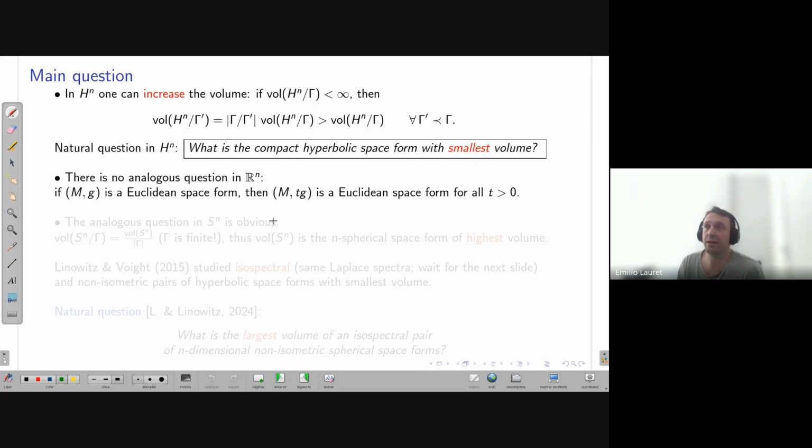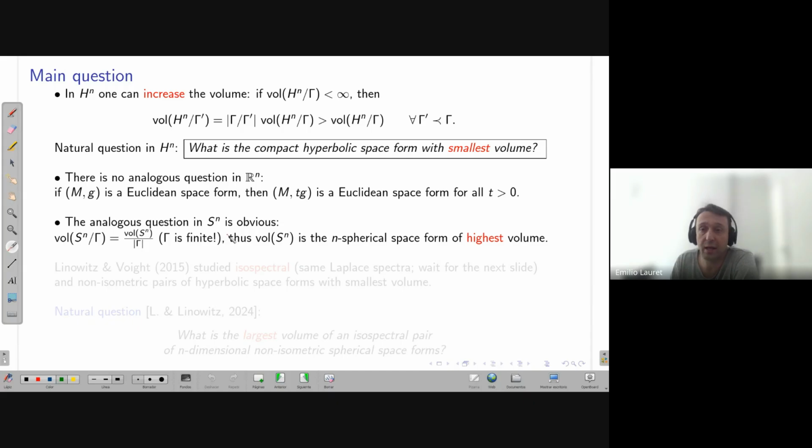And well, in the Euclidean space, this question doesn't have any sense, right? Because if you have any Euclidean space form, for instance, a compact flat manifold, you rescale the metric, and you will still have constant curvature 0, right? This is not true if you rescale something with constant curvature equal to -1, the curvature will change, okay? But in the case of curvature 0, you can rescale, and it has no sense to talk about the smallest or highest volume, because you can have any volume as you wish.